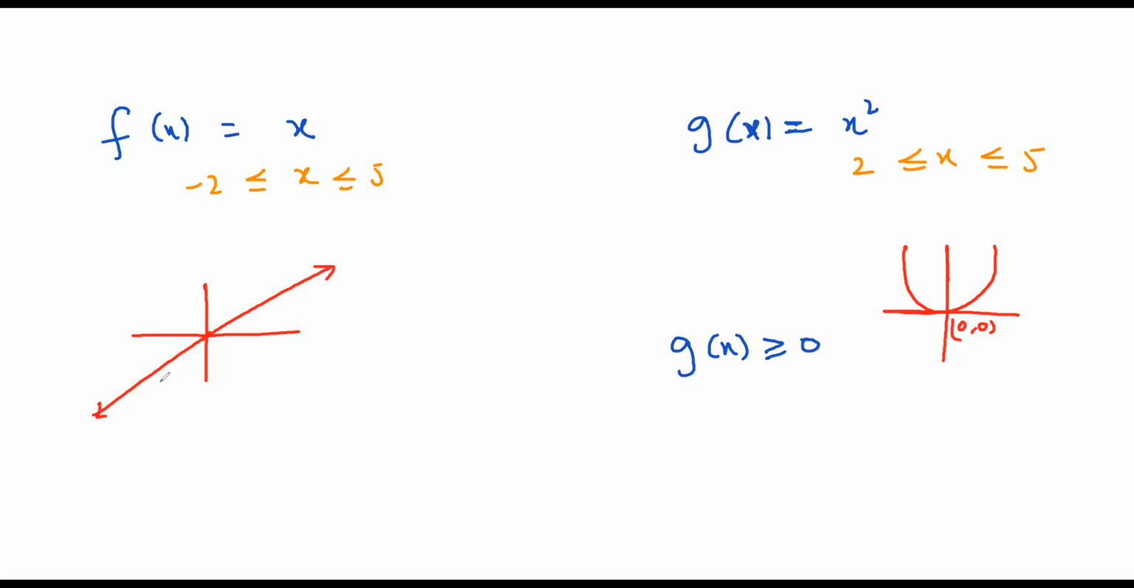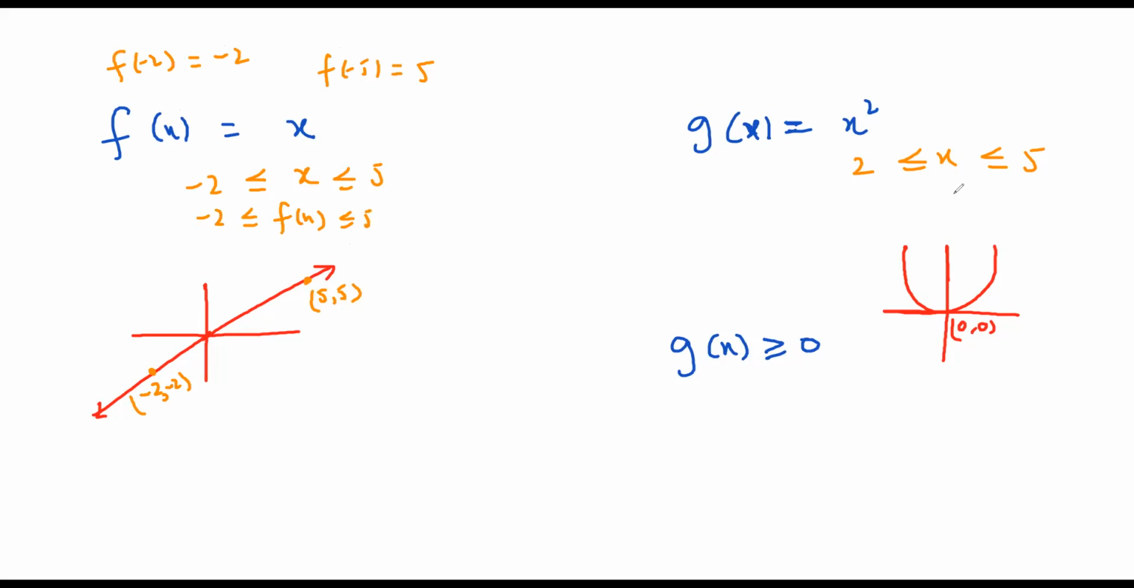You must say that, okay, sir, I will have a point here which is -2 comma -2, and I'll have a point over here which is going to be 5 comma 5, because you can find what f of -2 is. So this is going to be -2. What is f of 5? That is going to be 5. So this was a very easy example. That is why the range is going to be between -2 and 5.